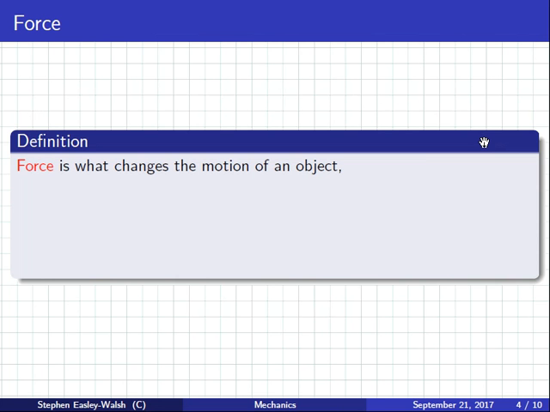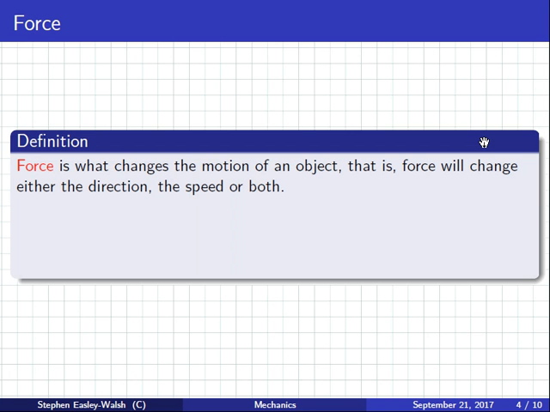Force is what changes the motion of an object. That is, force will change either the direction, the speed, or both. So force is the thing that changes the direction or the speed, or both, of an object. In other words, simply put, force is what causes an object to accelerate. So the force is the cause of the acceleration. Force causes acceleration. That's kind of my key understanding of what force is.